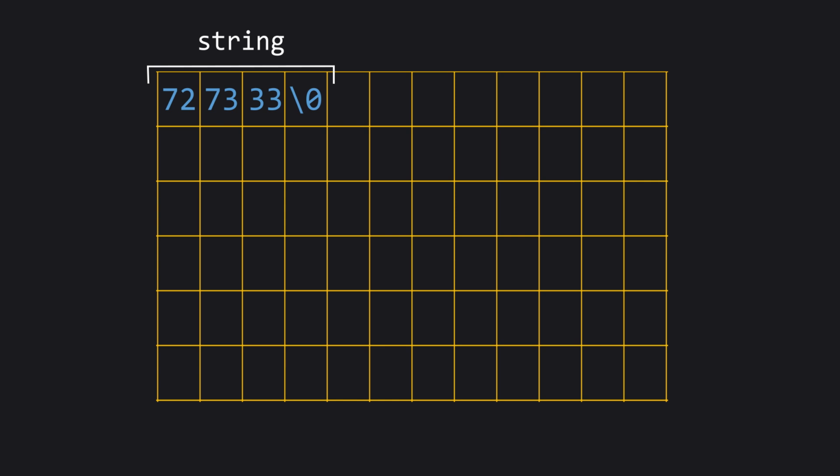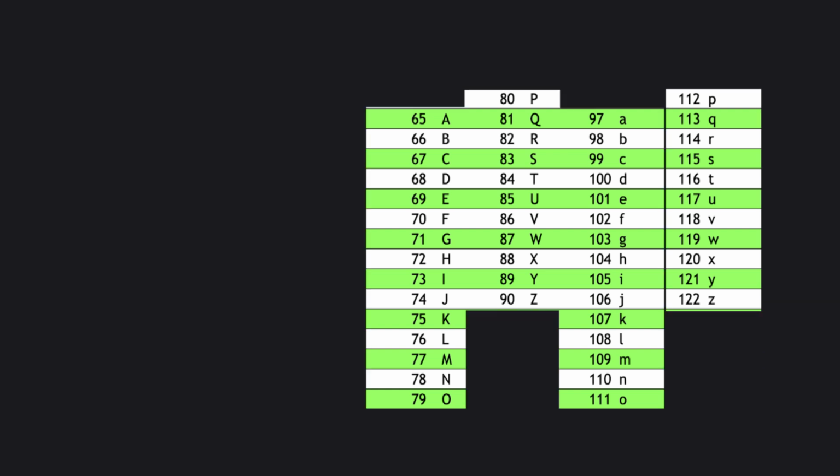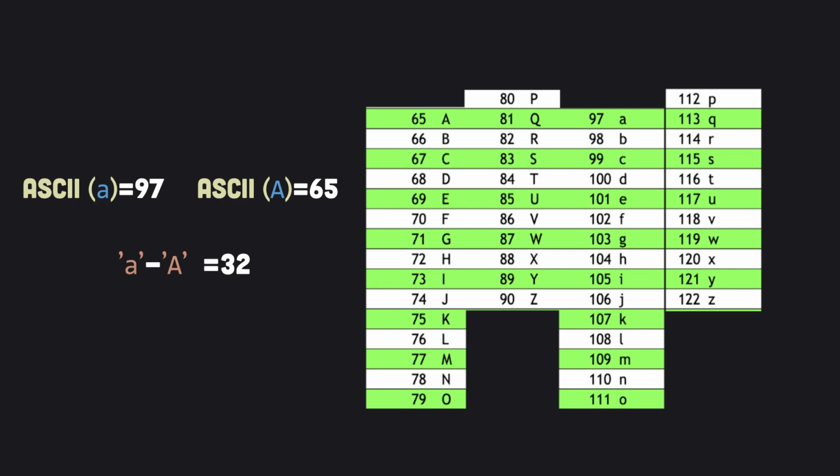If we take a closer look at the ASCII table, we can observe that the difference between a lowercase letter and its corresponding uppercase letter is consistently 32. For example, the ASCII value of lowercase a minus the ASCII value of uppercase A equals 32.